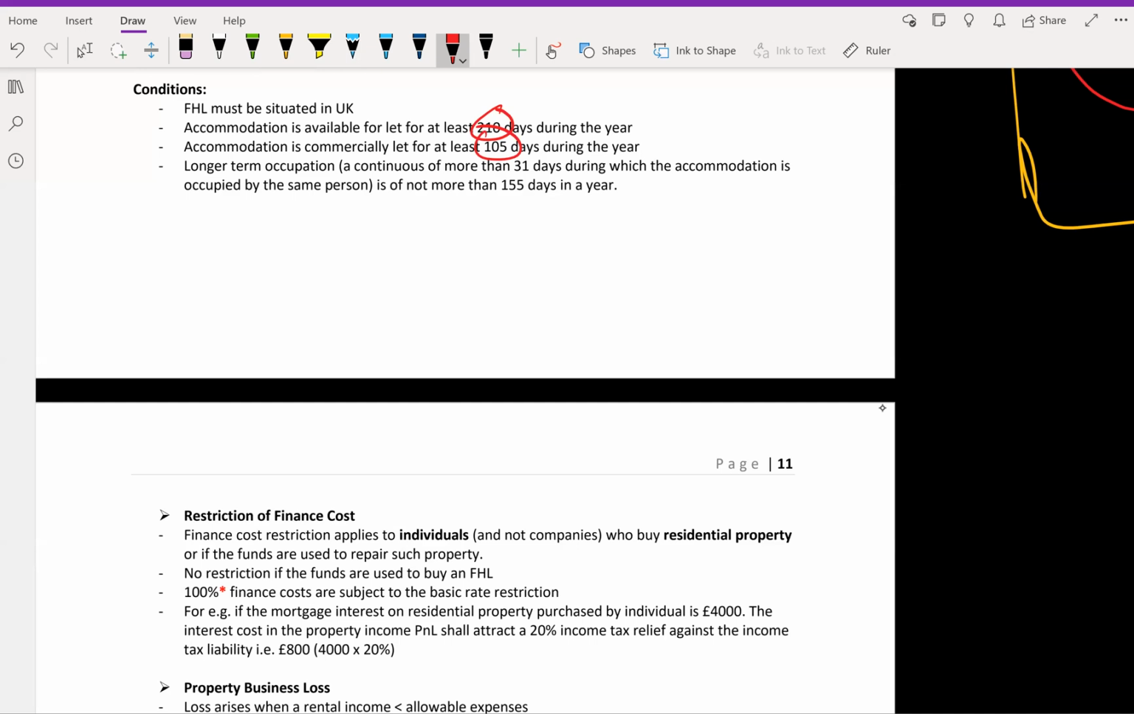You understand? So if it should not be more than 155 days, that means the same tenant should not be in your property for more than 5 months. You get it? Is there any confusion? Yasmin, is there any confusion? No. All right.